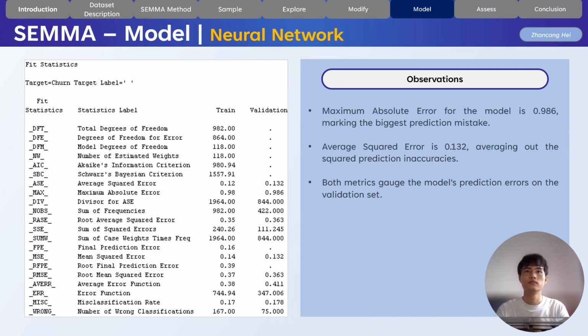So for the neural network, the maximum absolute error for the model is 0.986, marking the biggest prediction mistake. Average squared error is 0.132, averaging out the squared prediction inaccuracies. Both metrics gauge the model's prediction errors on the validation set.